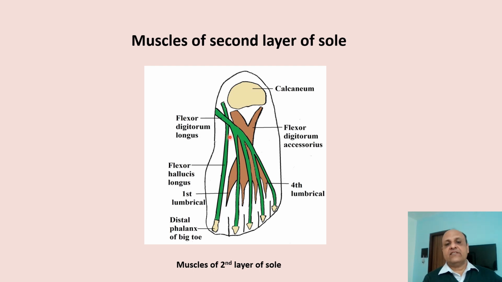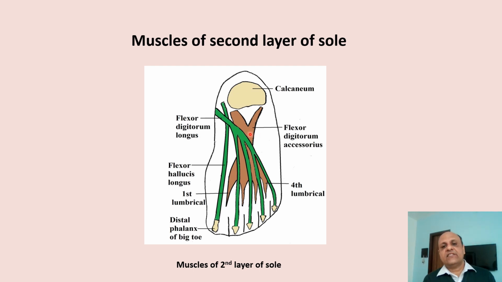Then flexor digitorum longus, it is coming from the posterior surface of the tibia. It crosses the flexor hallucis longus tendon in the foot and comes towards the lateral side, and this muscle divides into four tendons, and each tendon gets inserted into the distal phalanx of the digit concerned. So these two muscles cause flexion of the concerned toes.